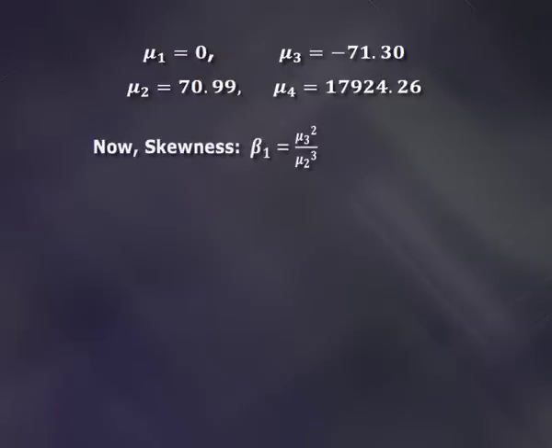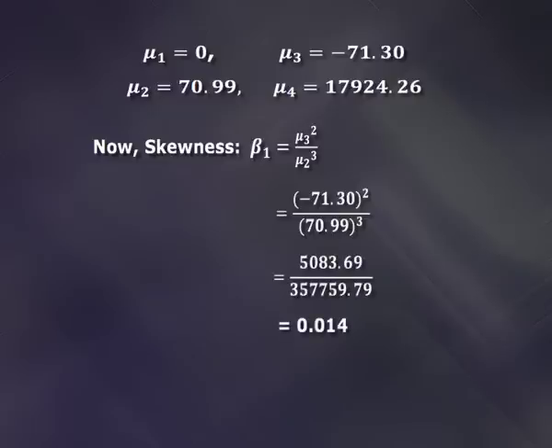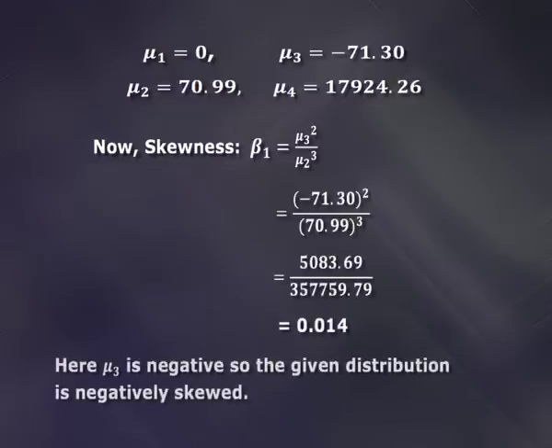Now, using these four central moments, we shall find out the skewness. So, skewness beta 1 is equal to mu 3 square upon mu 2 cube. That is equal to minus 71.30 whole square divided by 70.99 whole cube, which comes down to 0.014. Here, you can see that mu 3 is negative. So, the given distribution is a negatively skewed distribution.